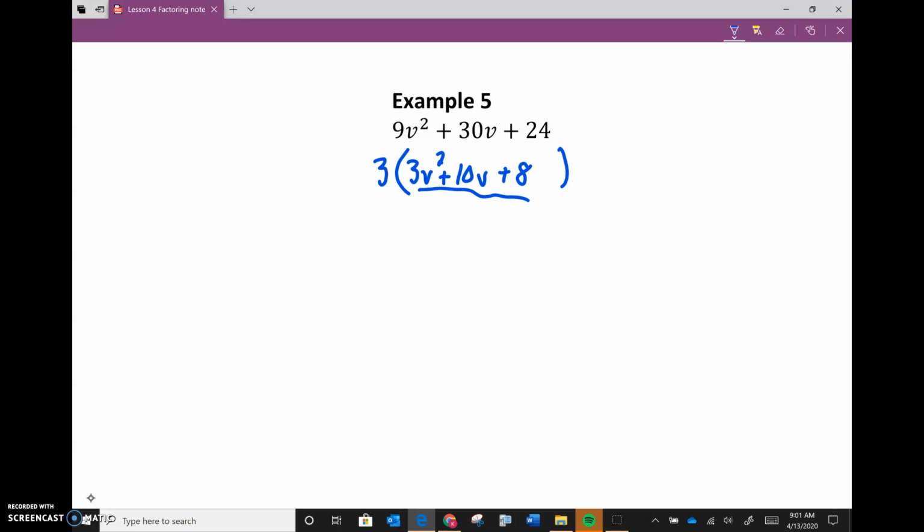From here, we're going to see if we can factor this trinomial. So a times c, 24. Factors of 24, then add to 10. Nope, it's not going to do it. Nope, that's not going to do it. 8 times 3, those two add to 11. That's not going to do it. How about 6 times 4? 6 times 4 is 24. Those two do add to 10v.